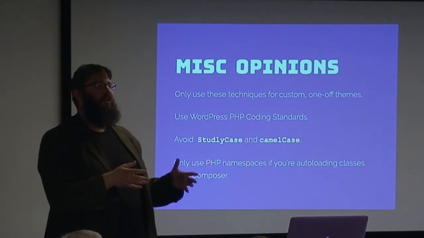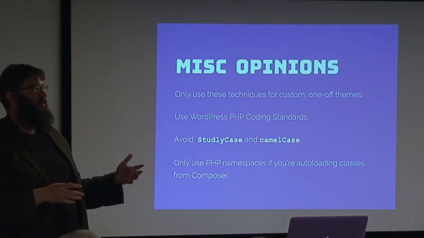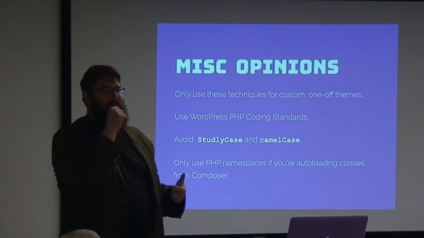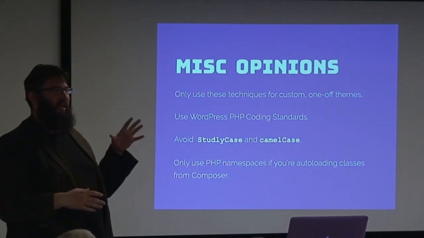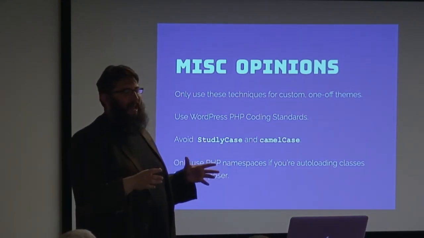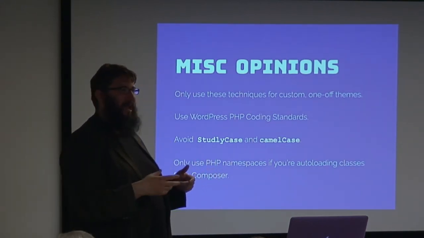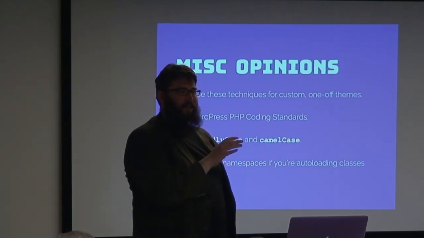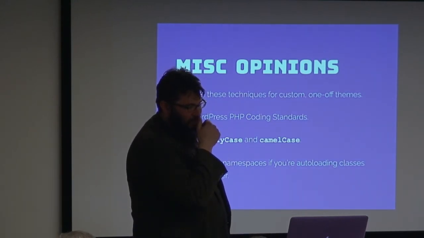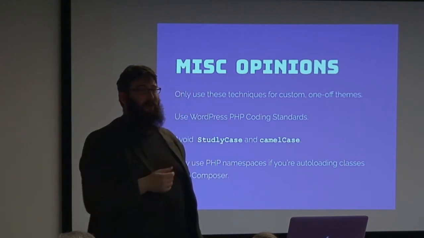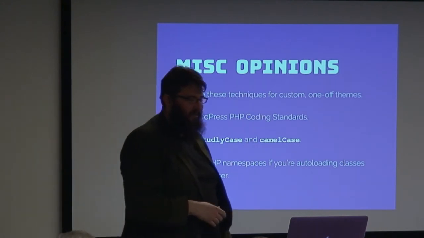One of the things that I've run into while trying to incorporate this kind of object-oriented stuff into WordPress, and seeing how other people have done it, is people using PSR-1 and 2 coding standards, which is what Laravel uses, and it's this weird mix between camel case and studly case, as opposed to the underscore-separated variable and method names that WordPress uses. So I prefer to just stick to one styling per thing like that. Avoid studly case and camel case, and only use PHP namespaces if you're importing something from Composer. Even though we're using object-oriented theme development, it's still WordPress in the end.